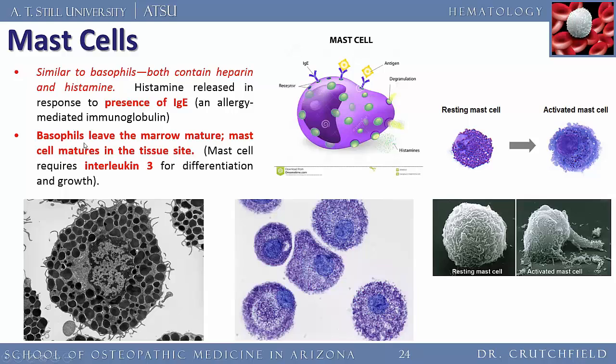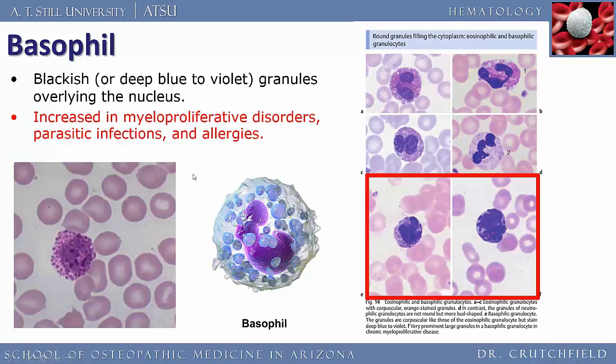So next slide, which is the basophil, they leave mature. These mast cells need to get activated, and interleukin-3 does that. So here's our basophil. Again, these are granulated white cells, remember. A basophil has deep blue or violet granules. So I'll buy that here. These are our deep blue or violet. And they tell us here that these are basophilic granulocytes. The granules are corpuscular, like those of an eosinophil, but they stain deep blue to violet. Again, to me, they all look the same color on these pictures.